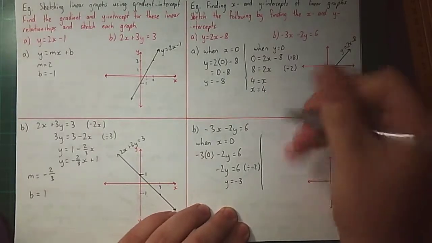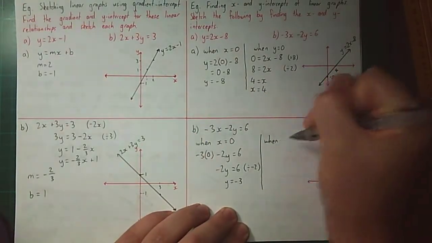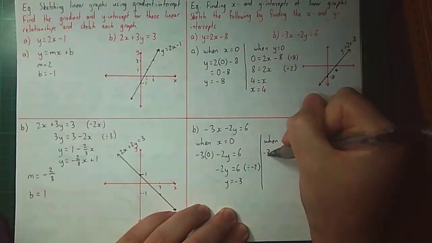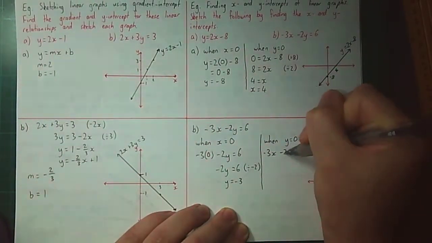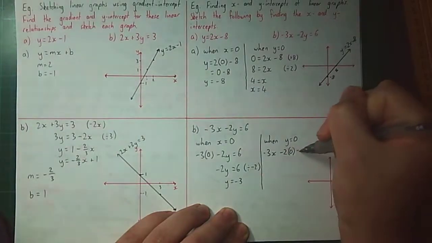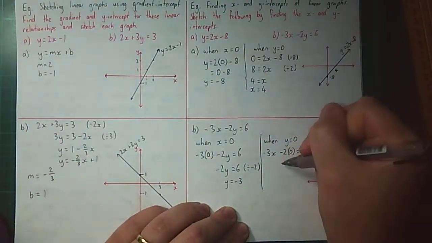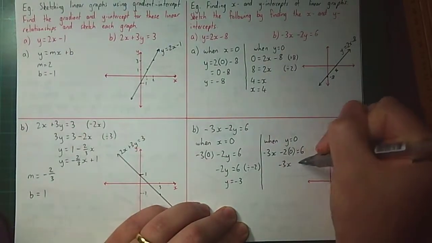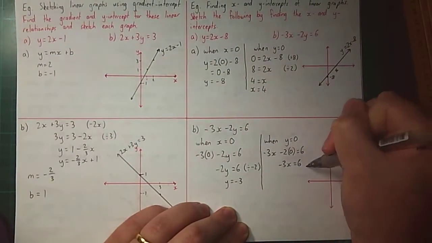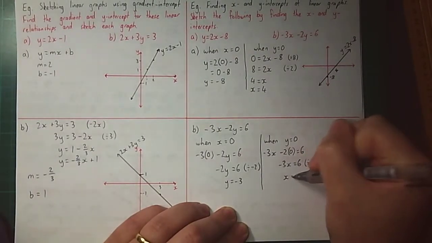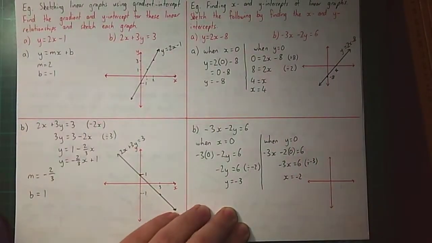For when y is 0, we've got minus 3x minus 2 times 0 equals 6. That of course is just going to be 0, so we're going to have minus 3x is equal to 6, and we'll divide both sides by negative 3. We're going to get x is equal to negative 2.